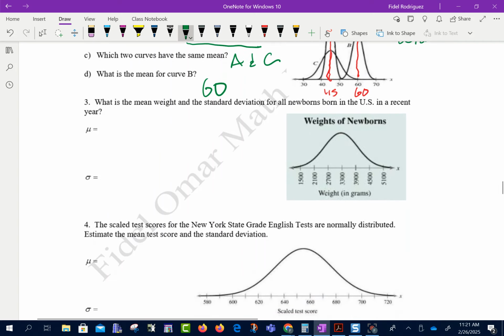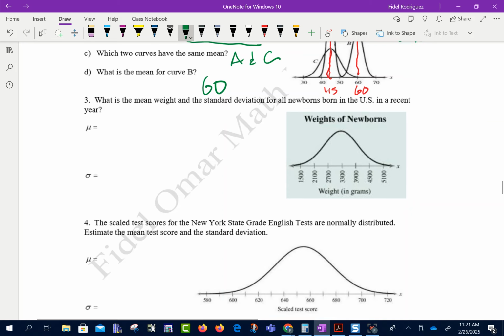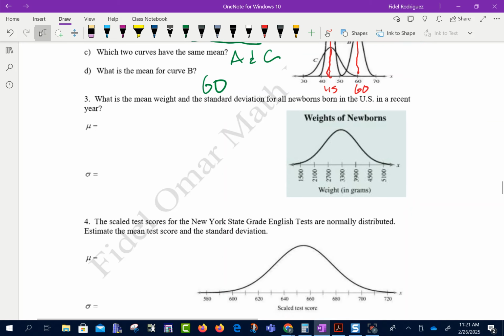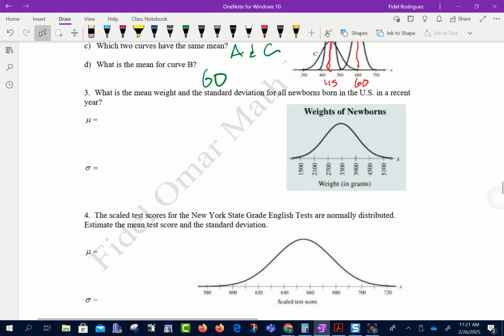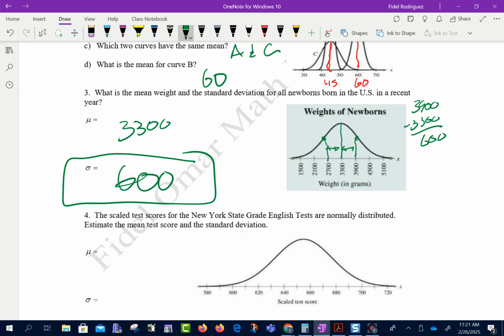Alrighty. For question 3, it's asking us here, what is the mean weight and standard deviation for all newborns in the US in a recent year? So again, y'all, first thing I'm going to do, I'm going to see if we can find our average. That looks like it's about 3,300. Okay. Now, y'all, where these points are right about here, this is where we're going to find our standard deviation. My standard deviation is just measuring the distance between those values, okay? So if we were to take, say, 3,900 minus 3,300, looks like we'd come up with about 600. So my standard deviation here, y'all, it's going to be about 600 there, okay?